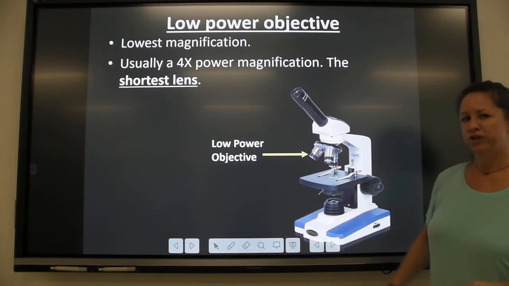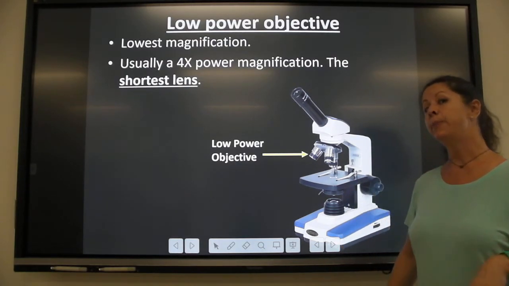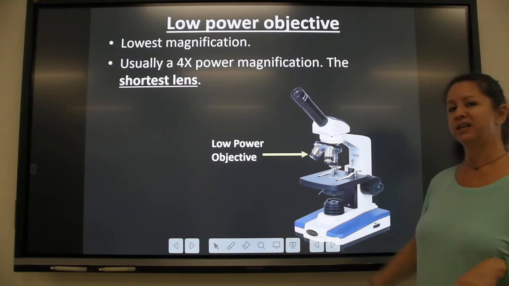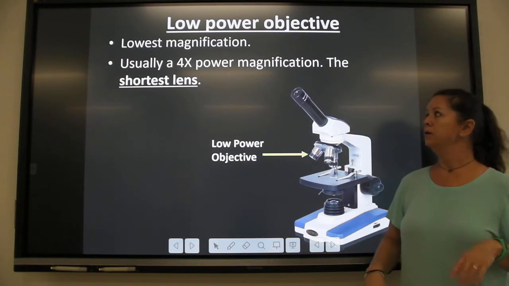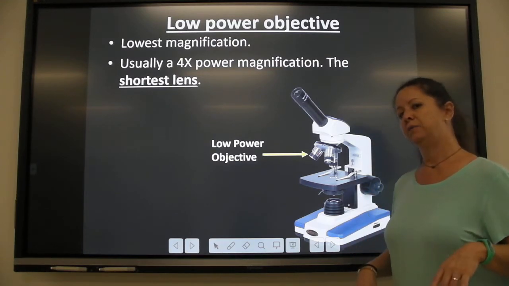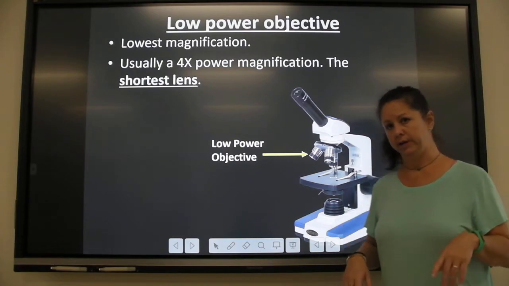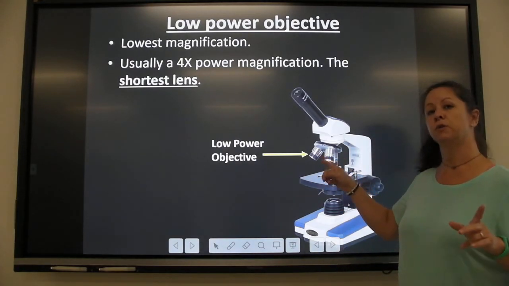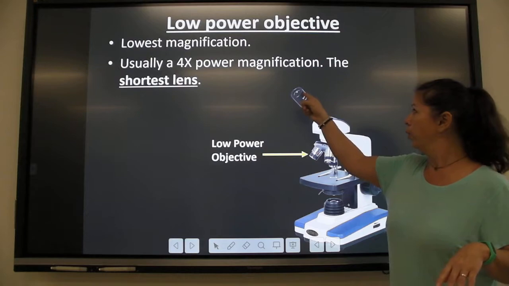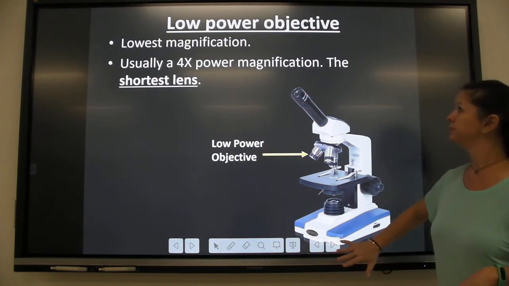The low power objective is the smallest of the lenses. It is the least powerful of these objective lenses. And most of them have a 4 by power. That means it's going to make the image look 4 times bigger than it really is. Now, just this one is 4 times. We'll work with that eyepiece to make it look even bigger. We'll talk about that in a minute.